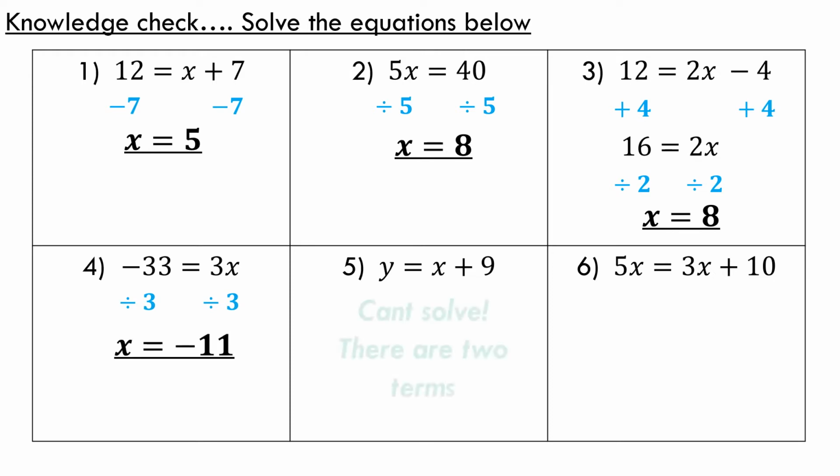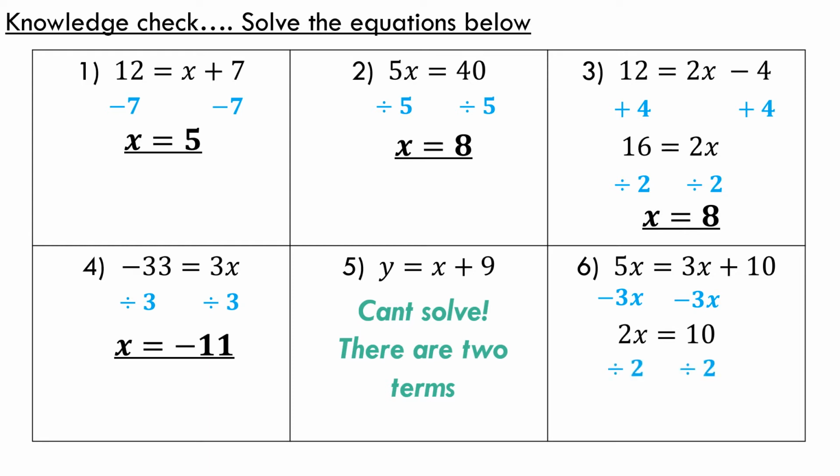Question 5, you can't actually solve this. We're going to talk about this in this whole topic. And on question 6, you had to collect all the x's on the left-hand side. So to do that, you have to minus 3x from both sides, and you get 2x is 10, then divide it by 2, and you get x equals 5.